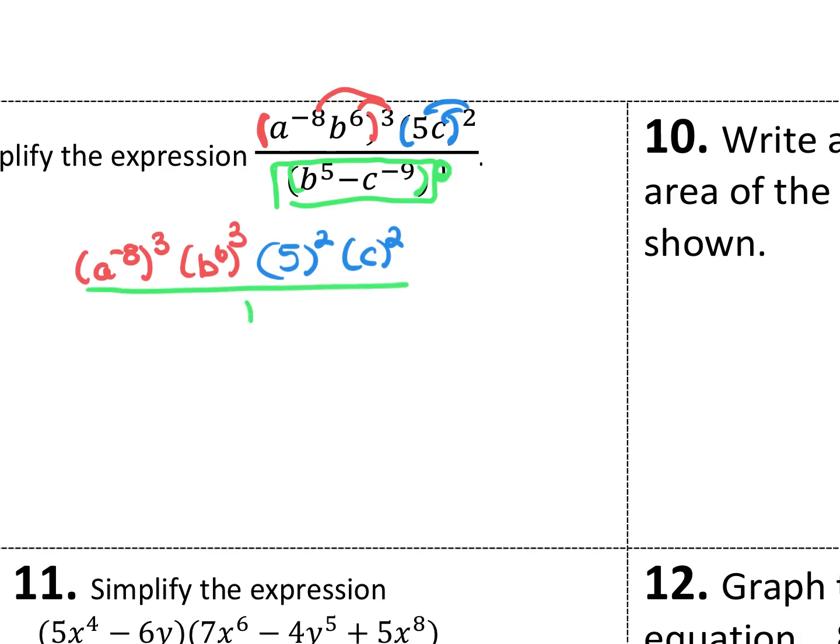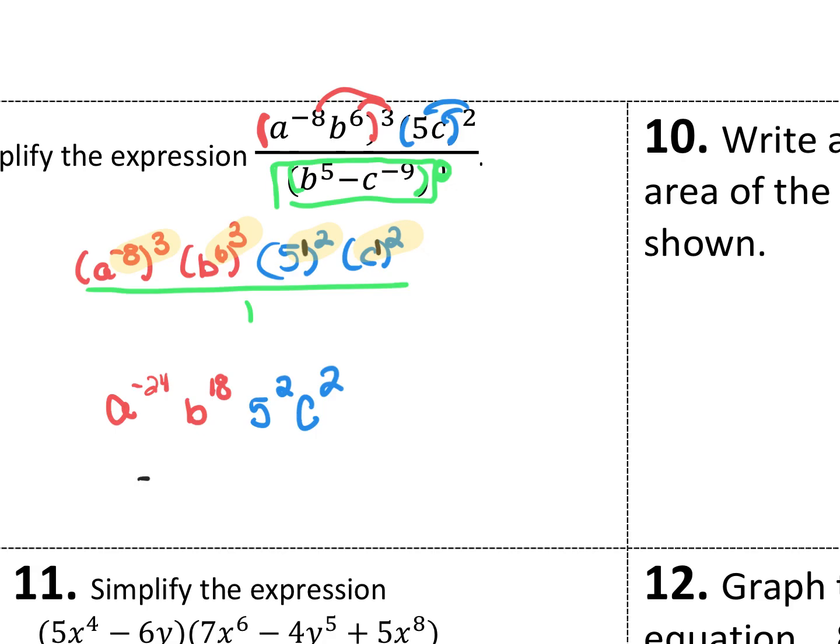So I'm going to do my red stuff up top. Remember that a power raised to a power, you should multiply. So I'm going to have a to the negative 24th, b to the 18th, and then don't forget, this 5 has a hiding power of 1, and the c has a hiding power of 1, and then again, you're going to multiply these powers. So you get 5, 2 times 1 is 2, and then c, second power.